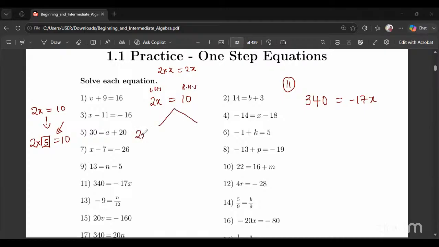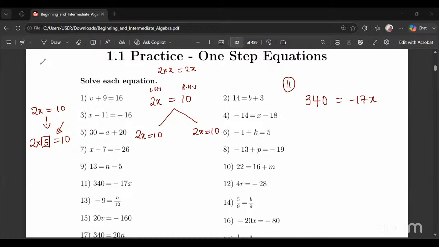The first one is 2x equal to 10, and the second one we have right over here. Now, because this is multiplication, what is the multiplicative inverse of 2? Remember, in the first 10 questions we solved, we were talking about the additive inverse. Now, in this case, what is the multiplicative inverse of 2?